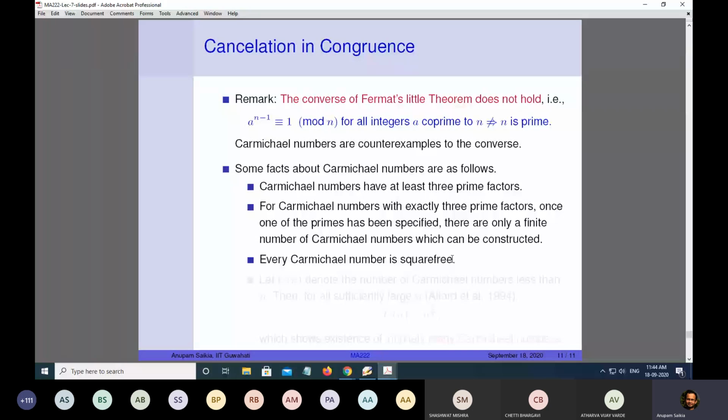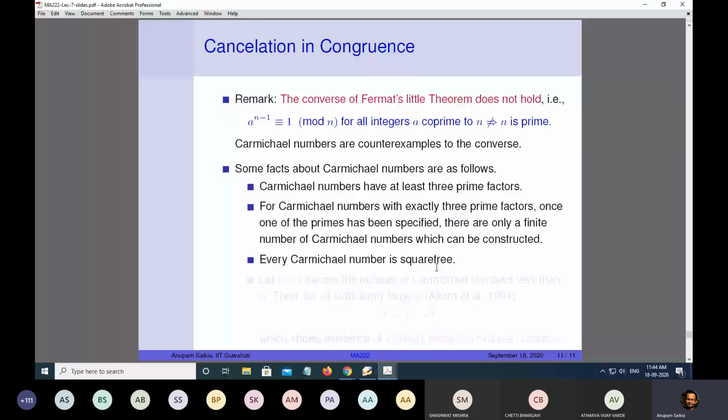And I've given it as a problem in the assignment practice set. By applying the Chinese remainder theorem, one can simply show this. I've given this as an exercise, maybe with some hints also. So Carmichael numbers are square free.